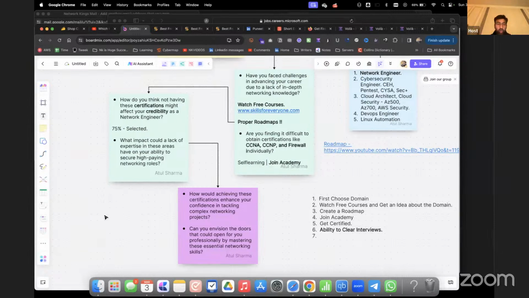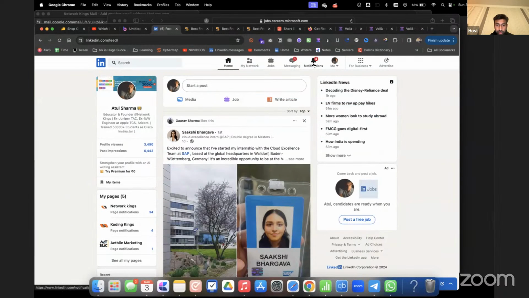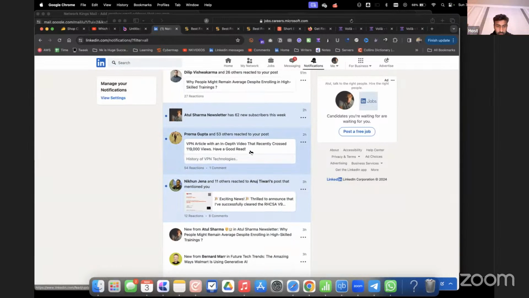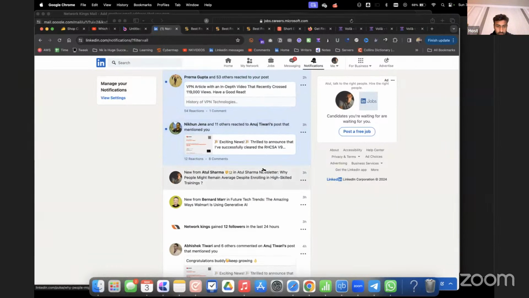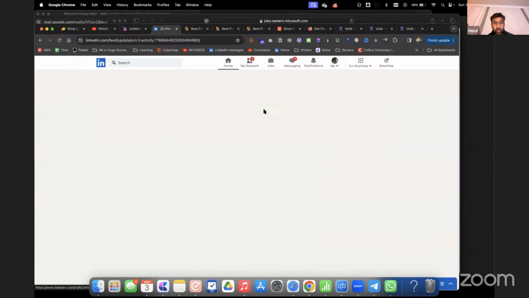Because I'll tell you one more thing, on LinkedIn I've created one important post today. So first of all, Anuj got Red Hat certified. Congrats. So see, now Anuj got Linux Red Hat certified, and he was learning from another guy. He was learning from Amit.